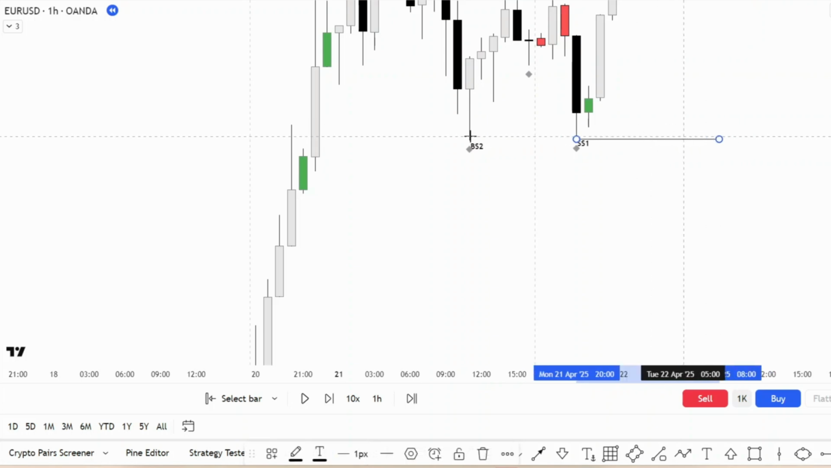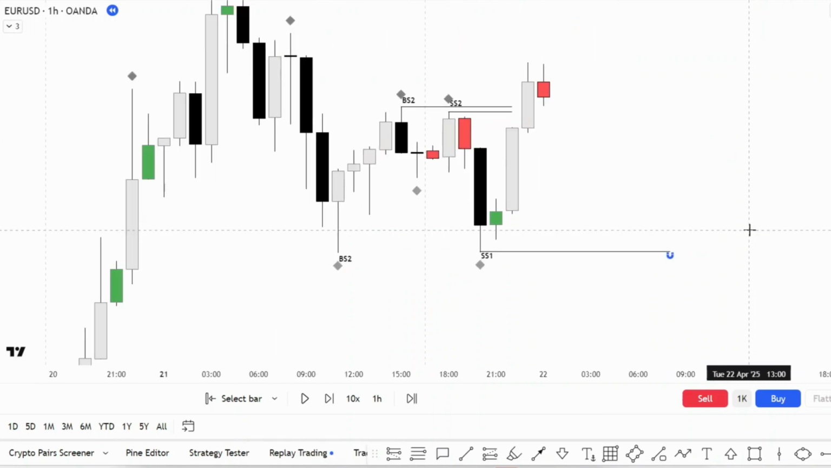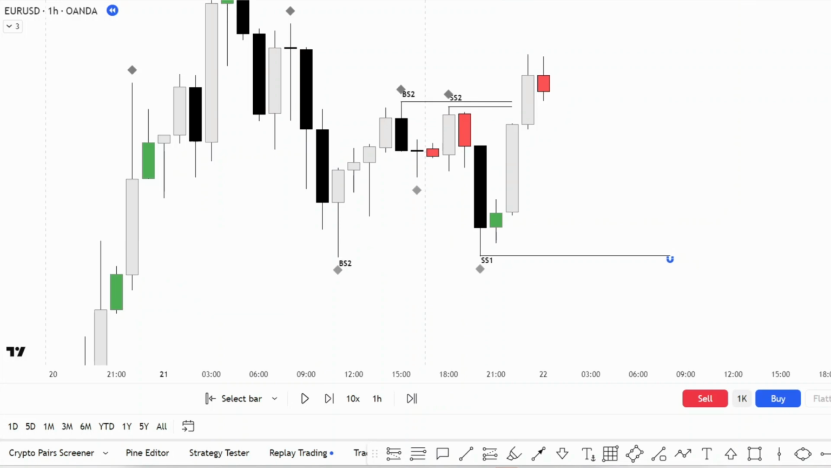So we have this low as our draw on liquidity. In the future, we want price to come and take out this low. It doesn't have to come immediately, but this is our expectation.